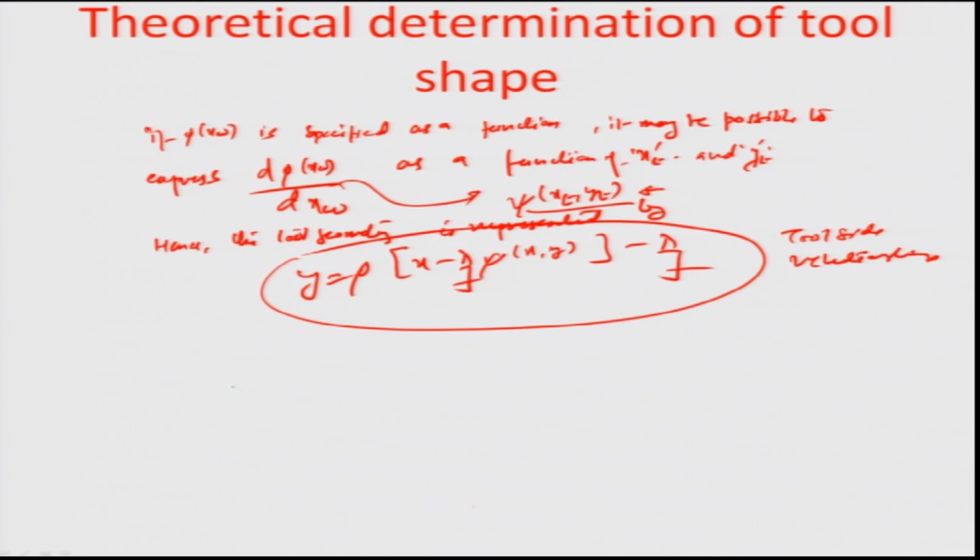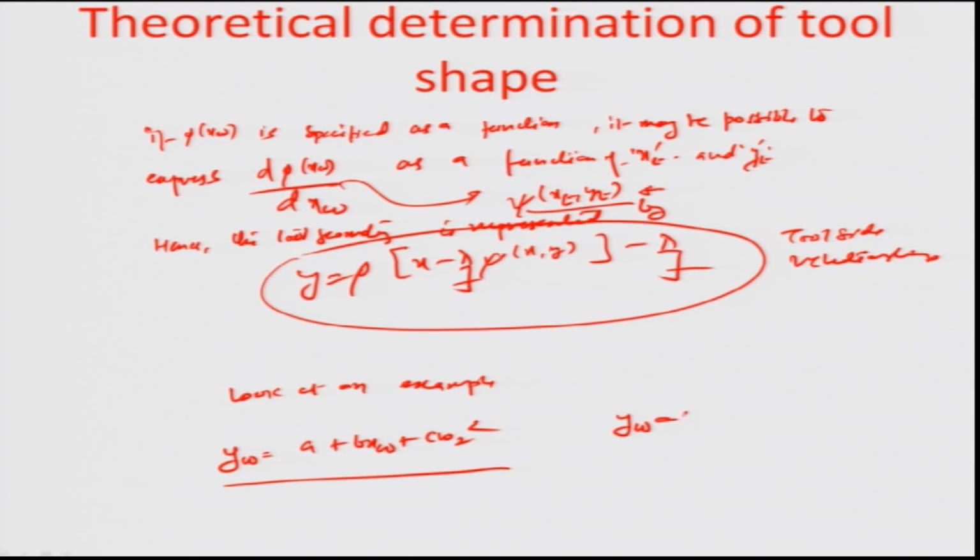So, let us actually look at an example to get a little more feel about what we want to say here. Let us suppose we have a relationship on the workpiece side, y_w, given by a plus b x_w plus c x_w square. So, this is y equal to phi of x_w.